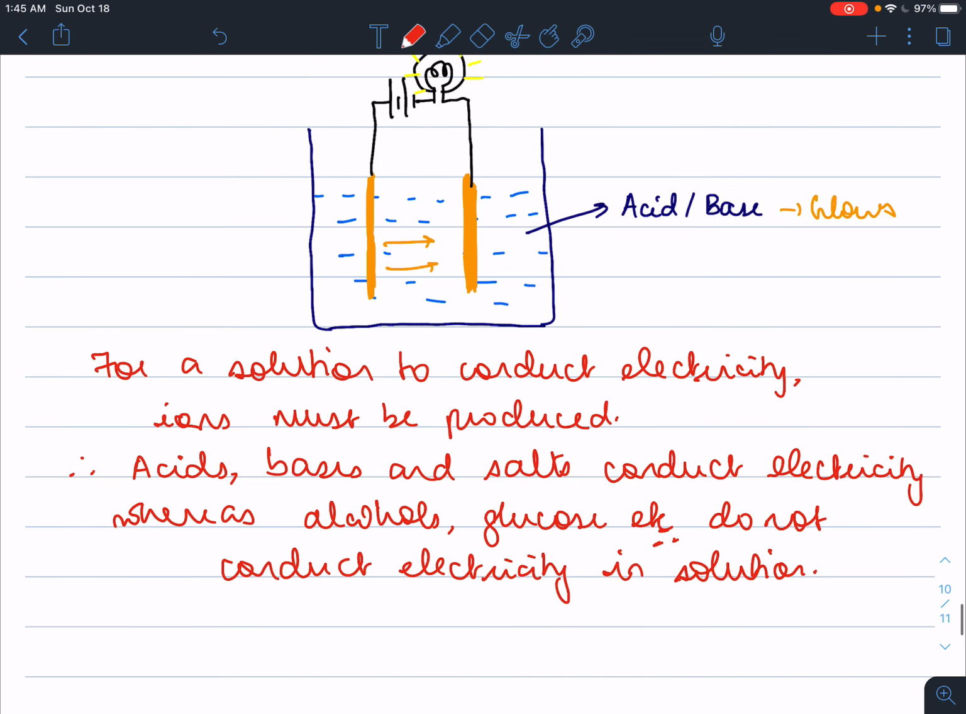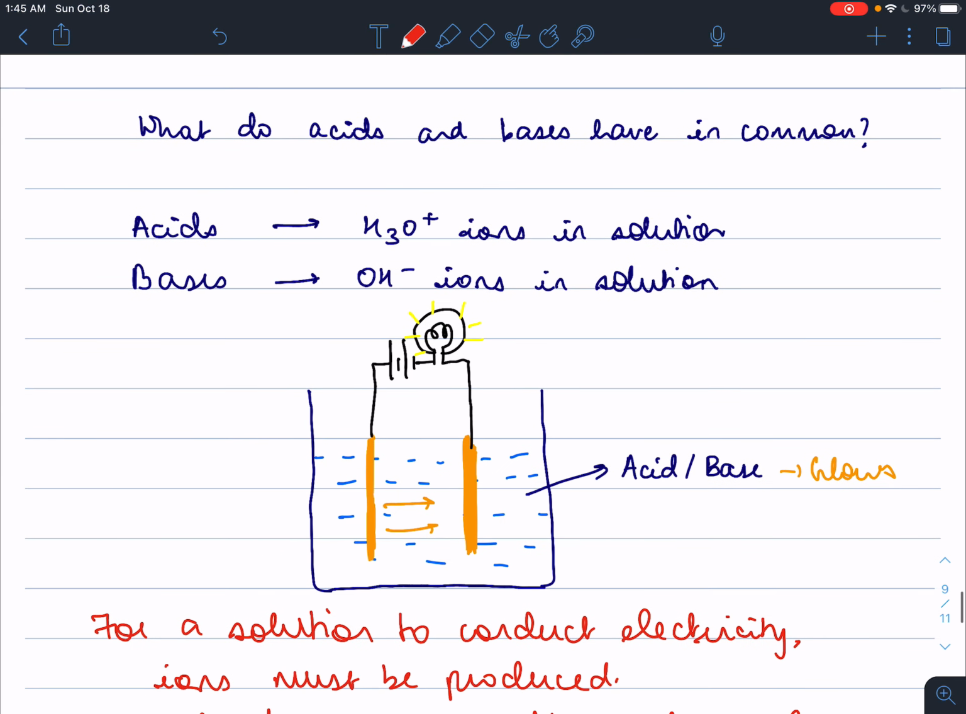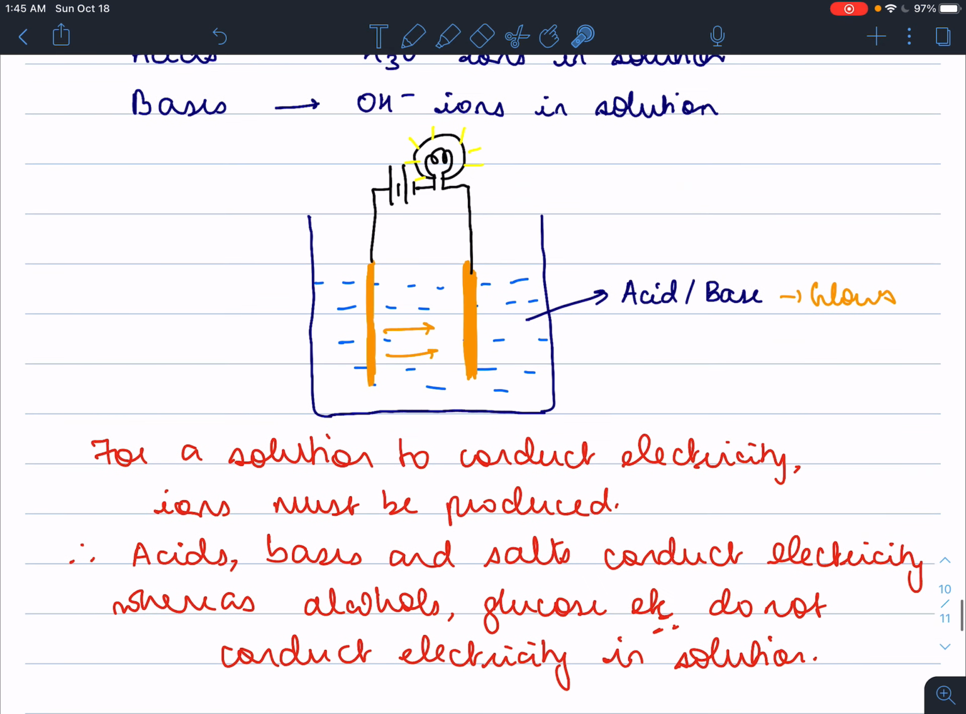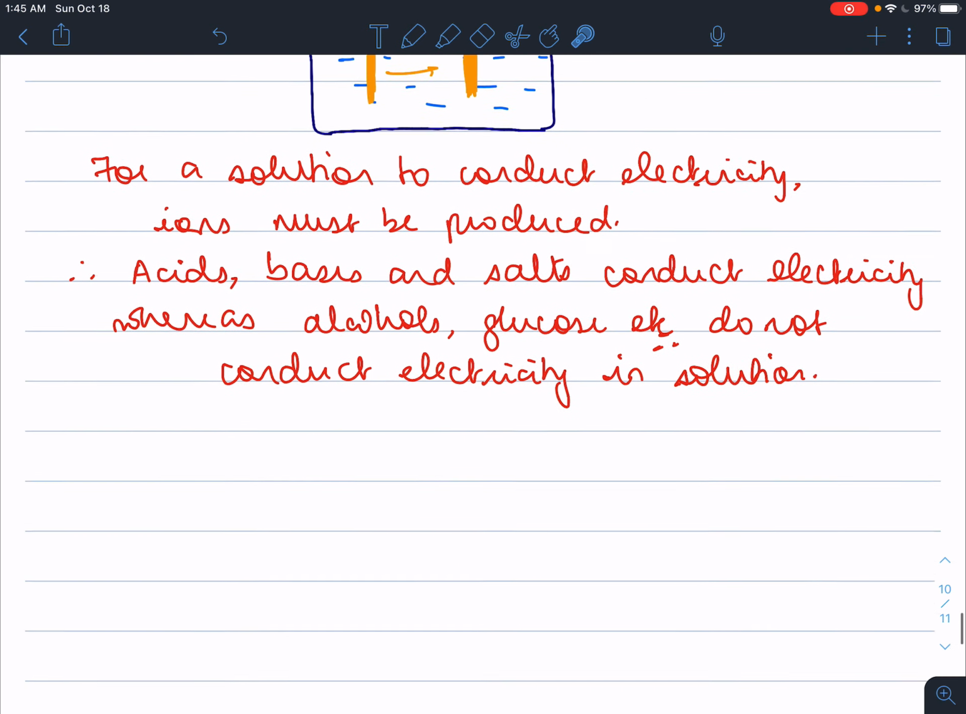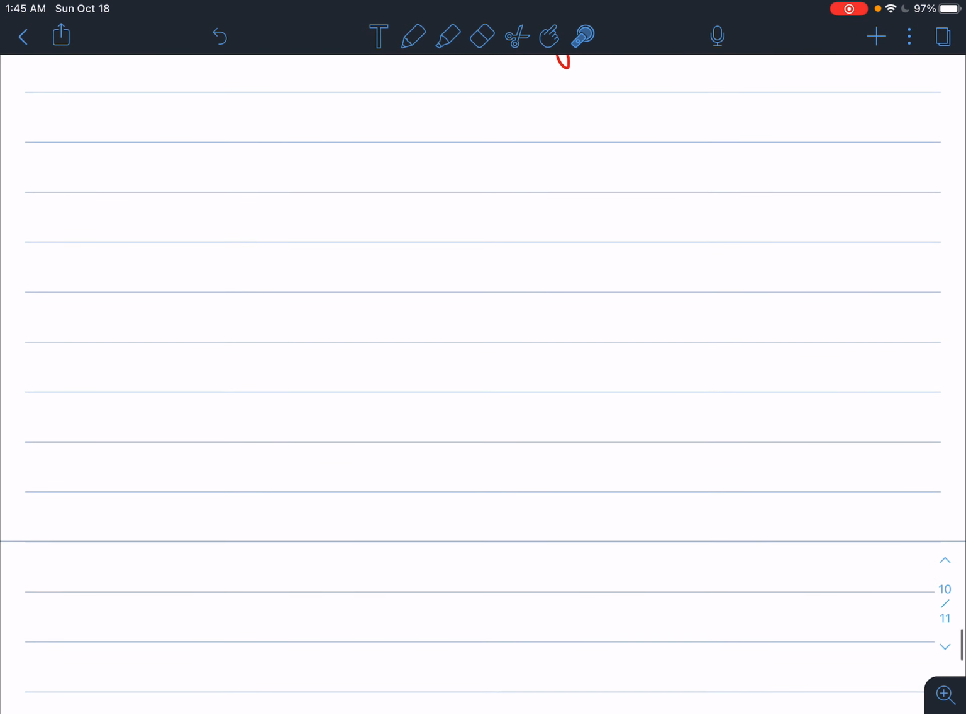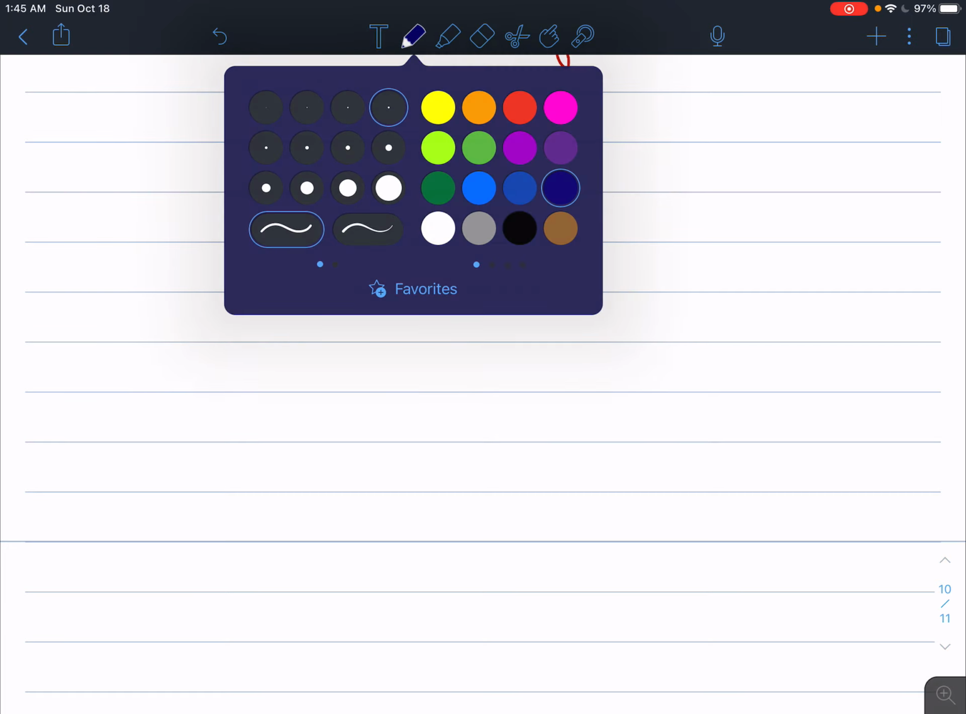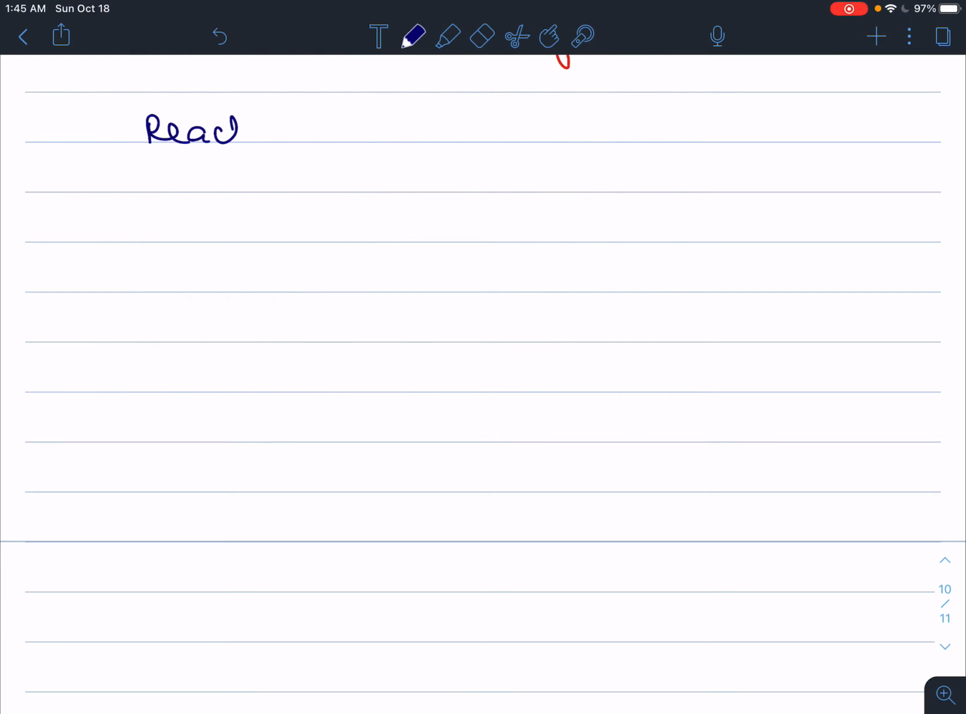Alright? So acids and bases, what they have in common is ions. They can ionize, and the ions they produce will give you currents in a solution like this, in an experiment like this. Alright? So now let's look at some of the reactions of acids and bases.